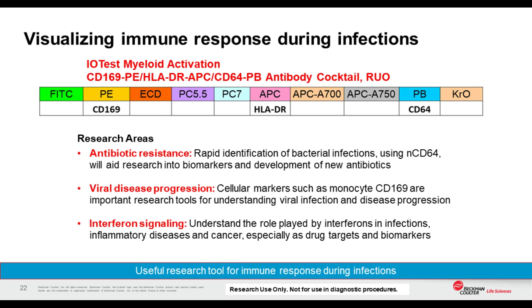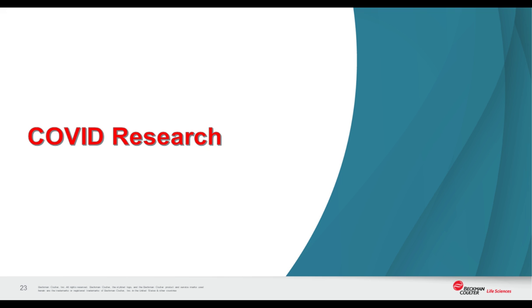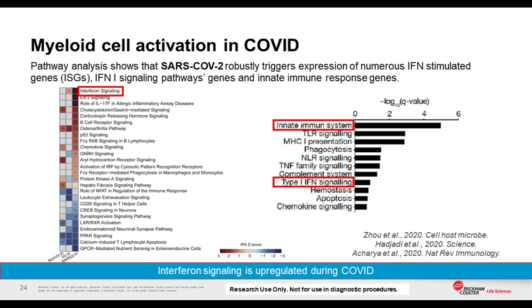Type 1 interferons play an important role in viral infection and progression. Markers such as CD169 are very effective for studying the dynamics of interferon response during viral infection. We are in the middle of a COVID pandemic. A number of publications have shown the effectiveness of interferon signaling as a biomarker of SARS-CoV-2 infection and COVID disease.